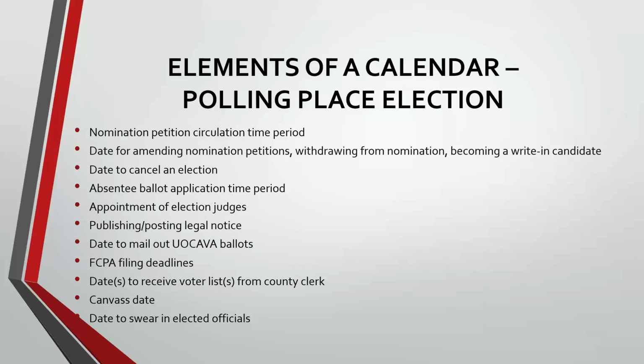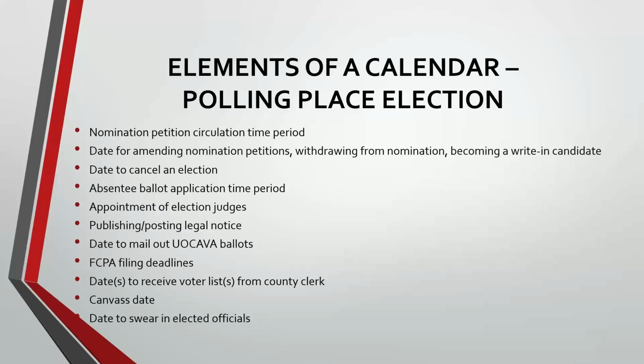And again, this is where a preparation date would matter, not only the date that it's published or posted, but the date you have to get it to the newspaper, or the date you need to have it prepared to put on your website, those kinds of things. The date to mail out the absentee ballots, 45 days before the day of the election.